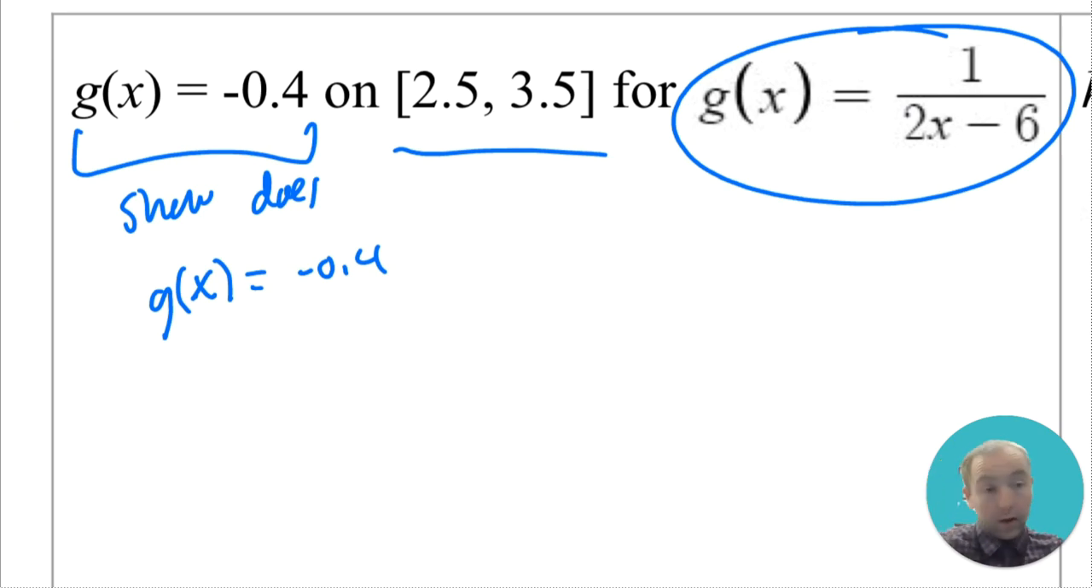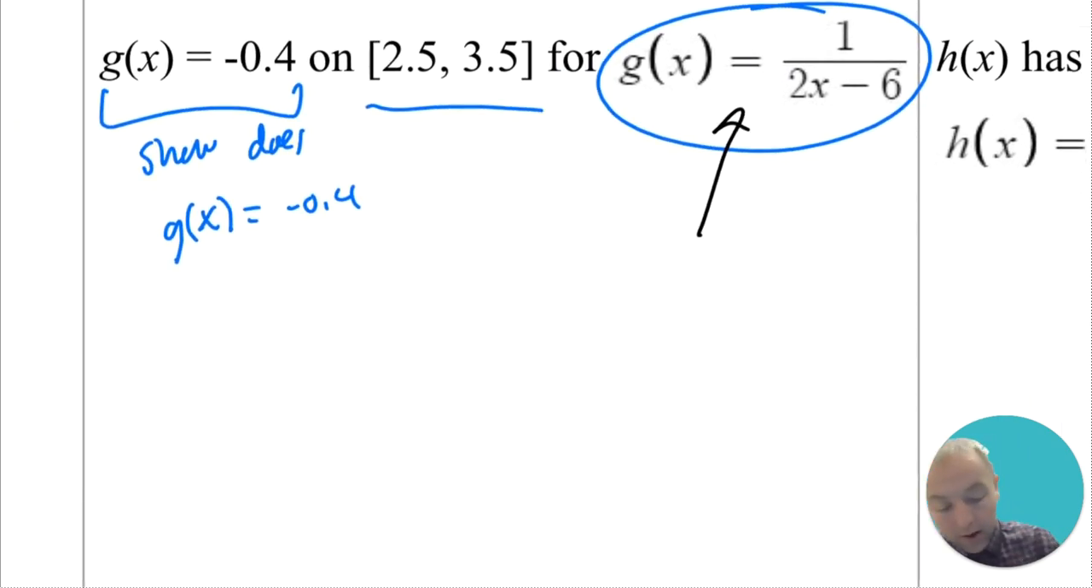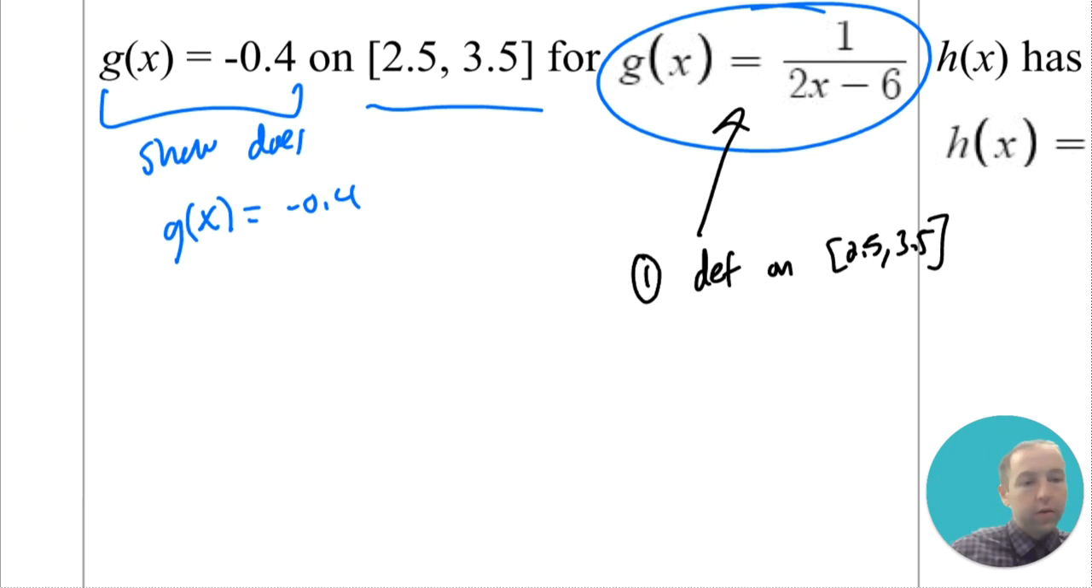Okay? Now g of x, you'll notice right here, is a fraction function, right? A rational function. So we would need to ask ourselves, number one, is this function going to be defined entirely on the interval from 2.5 to 3.5, right? So can you plug in all of those numbers between 2.5 and 3.5 and always get a real output for the y value, right? Because we do have a fraction function, we always want to concern ourselves with the denominator because the denominator should never equal 0, right?